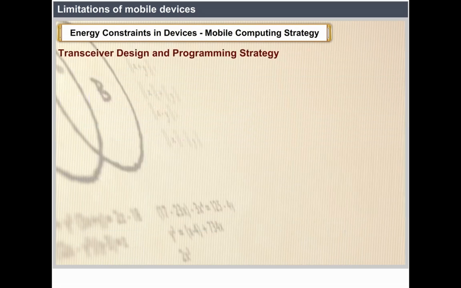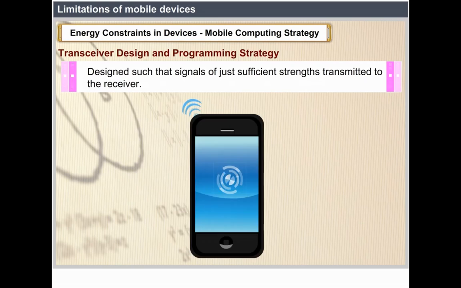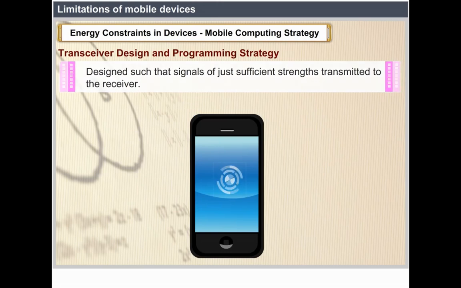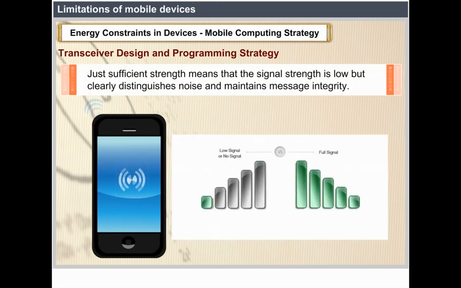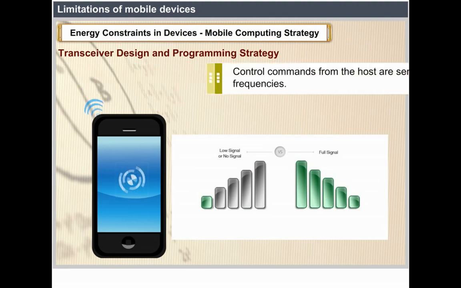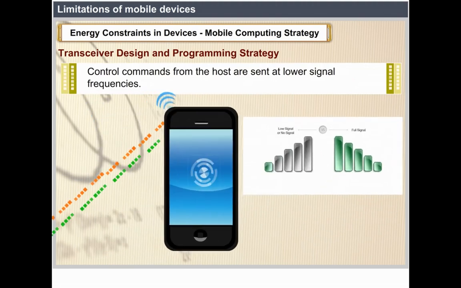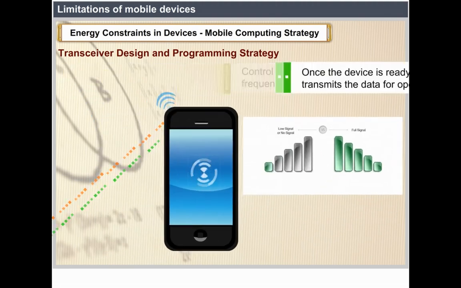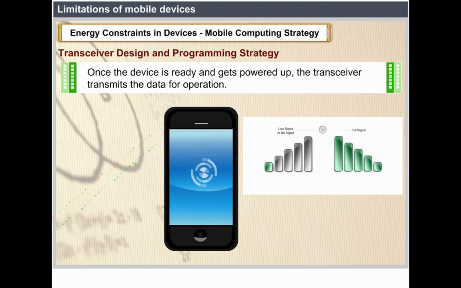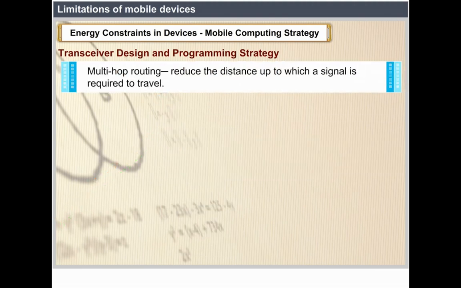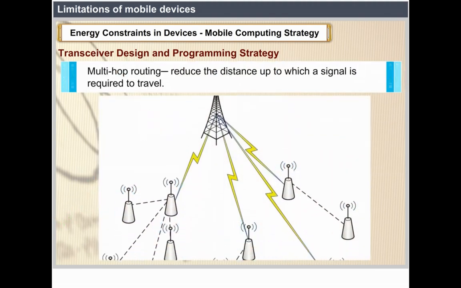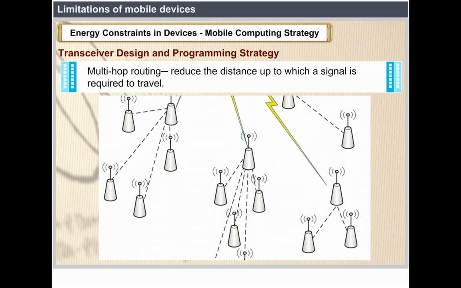Transceiver design and programming strategy. Design such that signals of just sufficient strength are transmitted to the receiver. Just sufficient strength means that the signal strength is low but clearly distinguishes noise and maintains message integrity. Control commands from the host are sent at lower signal frequencies. Once the device is ready and gets powered up, the transceiver transmits the data for operation. Multi-hop routing reduces the distance up to which the signal is required to travel.